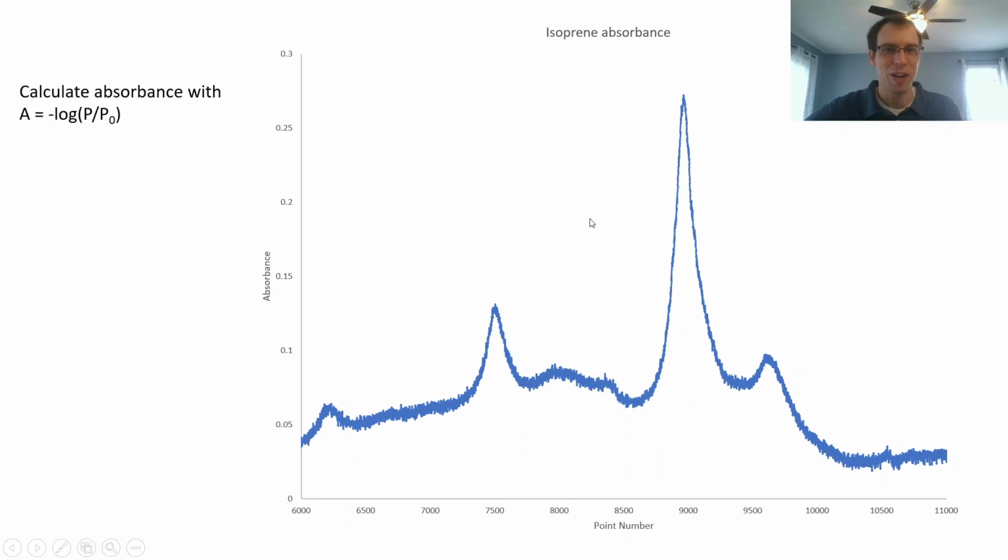So I just thought this is kind of cool to show you actual real-world data that was taken by students downstairs in my lab. And so this is how we measure absorbance.